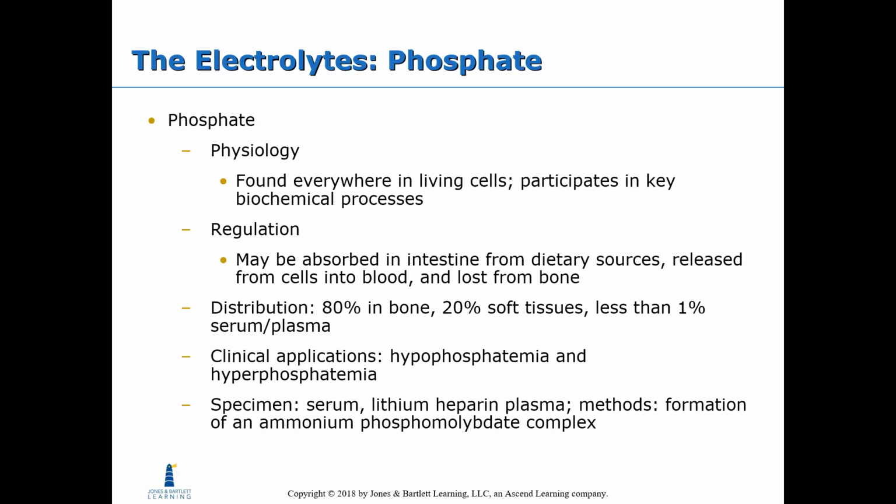Phosphate is found everywhere in living cells. It participates in key chemical processes, and may be absorbed in the intestine from dietary sources. It's released from cells into the blood and lost from bone. Distribution: 80% is in bone, 20% in soft tissues, and less than 1% is in serum or plasma. Hypophosphatemia and hyperphosphatemia: hypo is too little, hyper is too much. Specimens include serum and lithium heparin plasma, and the methods include formation of an ammonium phosphomolybdate complex.